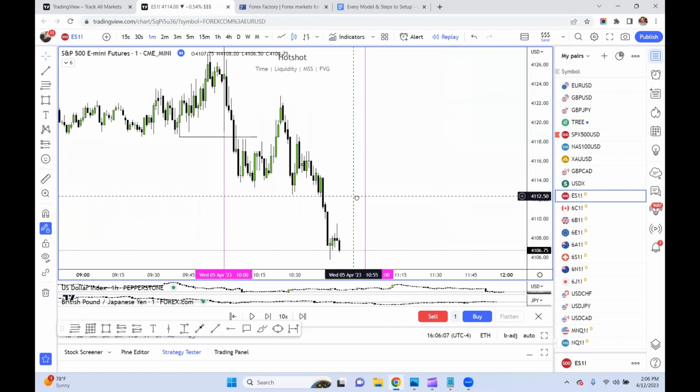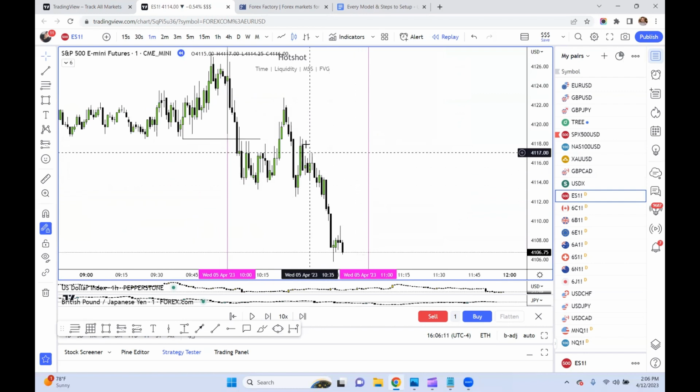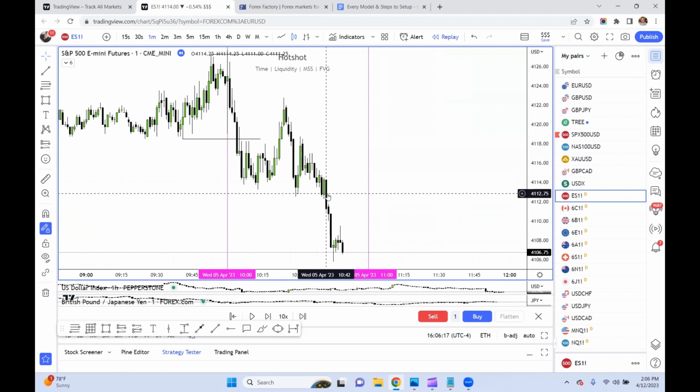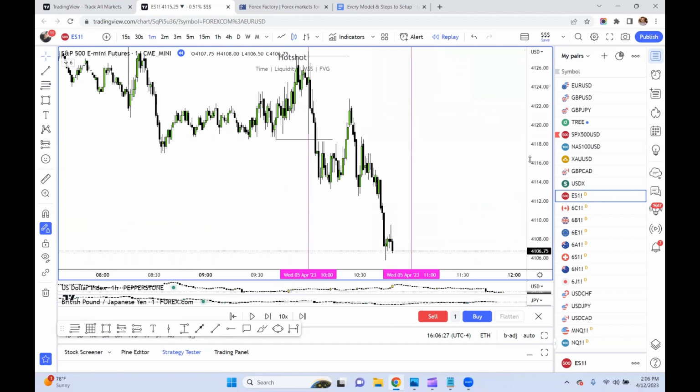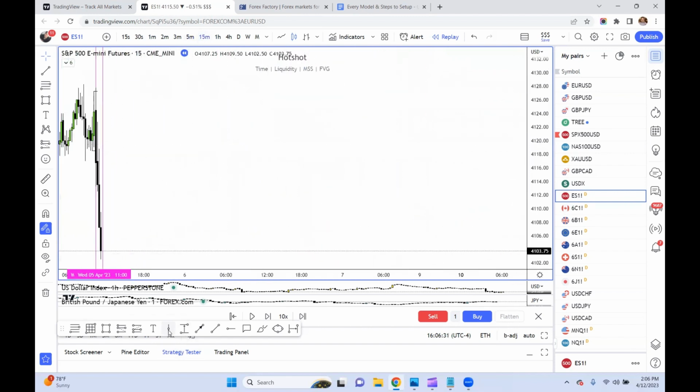Now, again, I don't know if I'm approaching this correctly, y'all. Again, I'm still a student. Am I supposed to enter on this first displacement, or am I supposed to wait for a second displacement and then look to enter there? Please correct me in the comments down below. Someone, I would highly appreciate it, okay? Let's go to the next one, since there was nothing that I seen here.